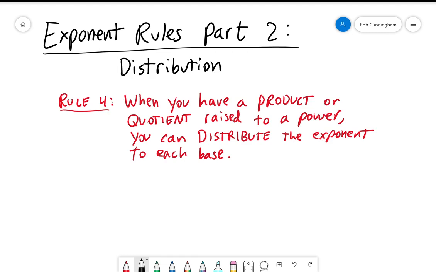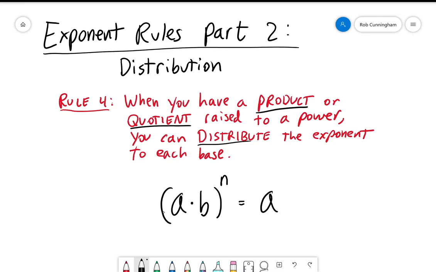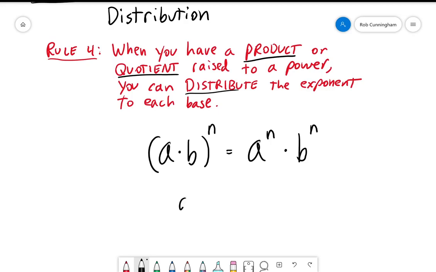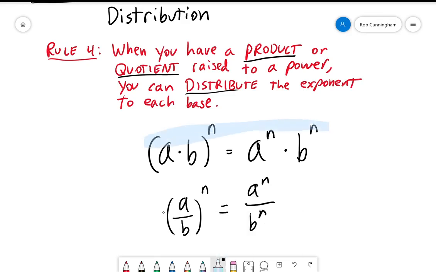If you have a product or a quotient raised to a power, so for example, if I have a times b to the n power. So I have two numbers that are multiplied together that are raised to a power. You can distribute the exponent to each base. So that would be a to the n times b to the n. Okay? And since it says product or quotient, this works the same if the two bases are being divided.